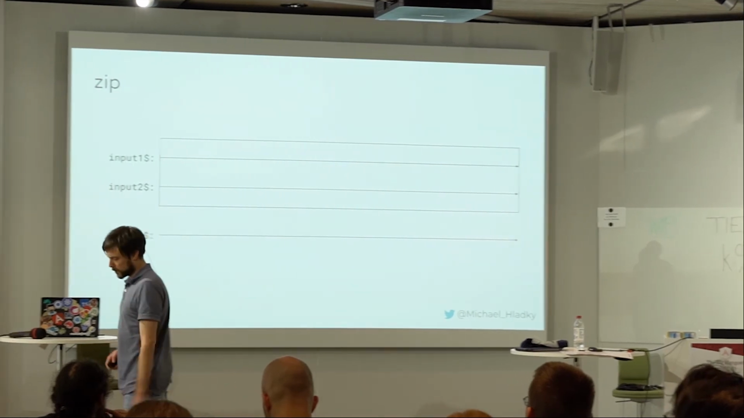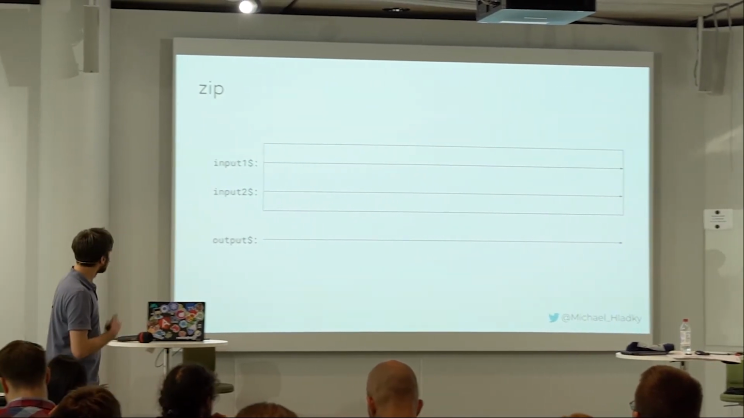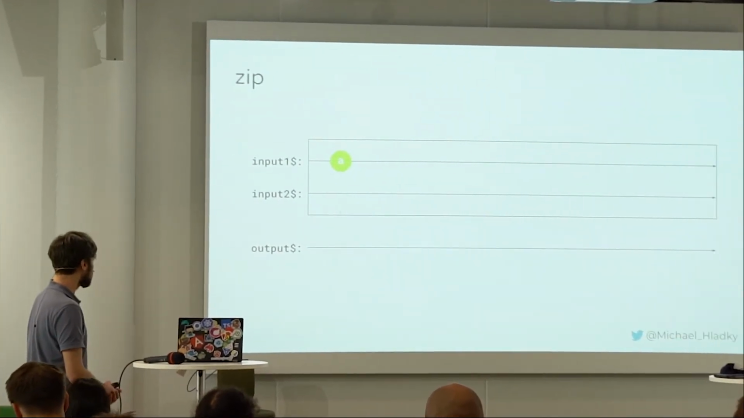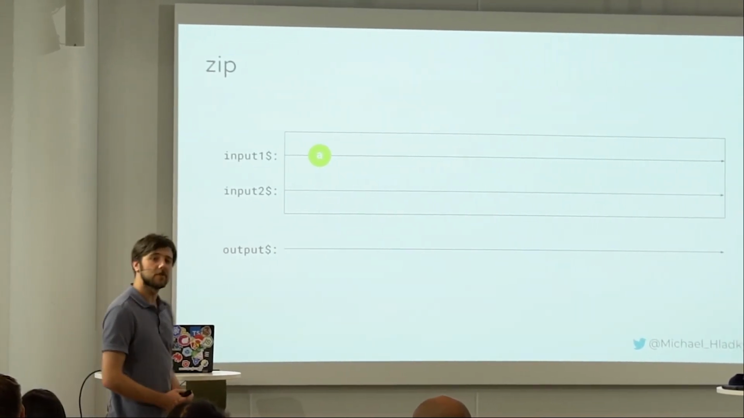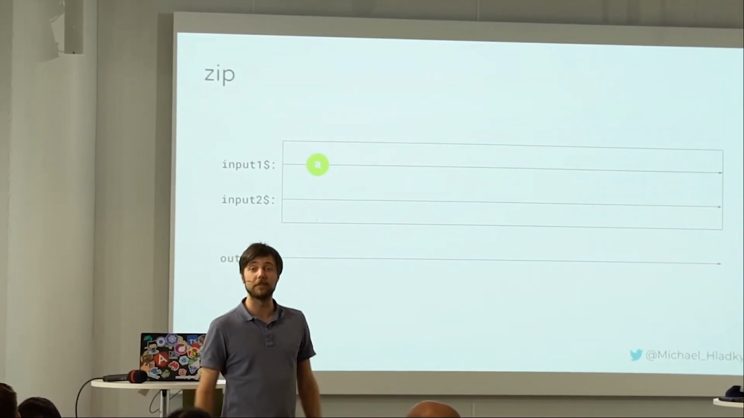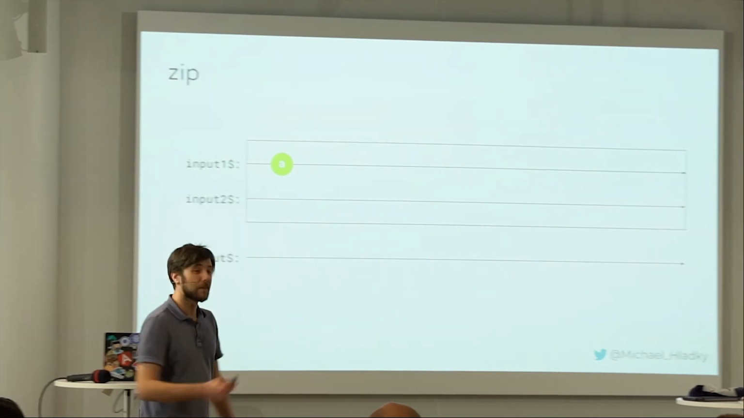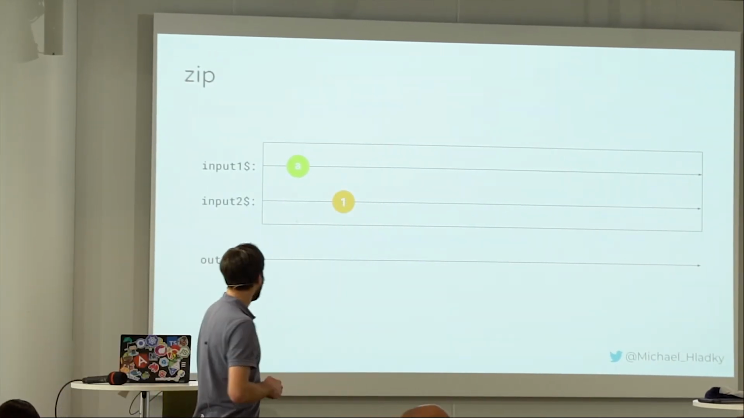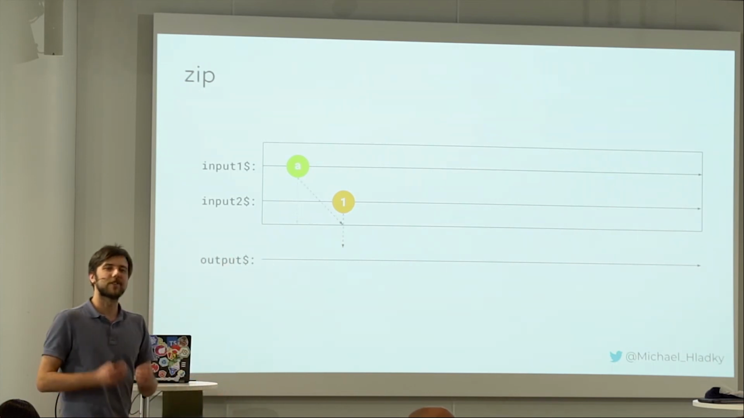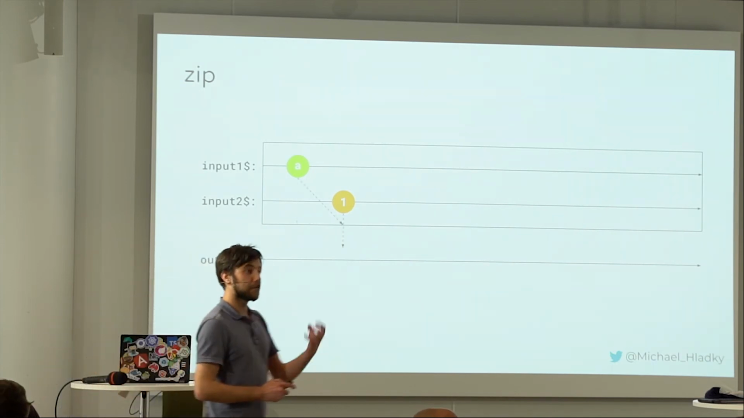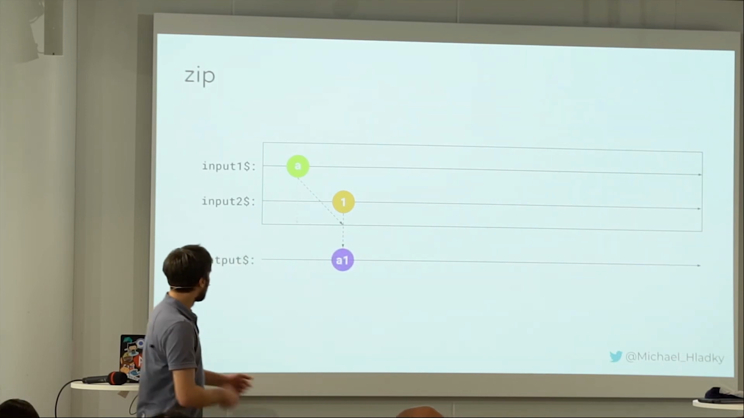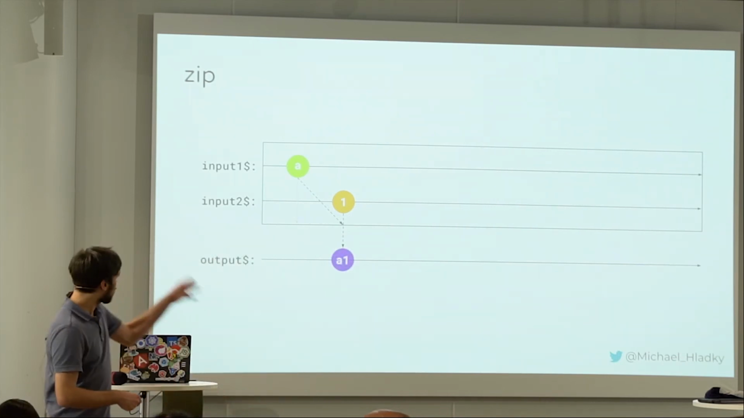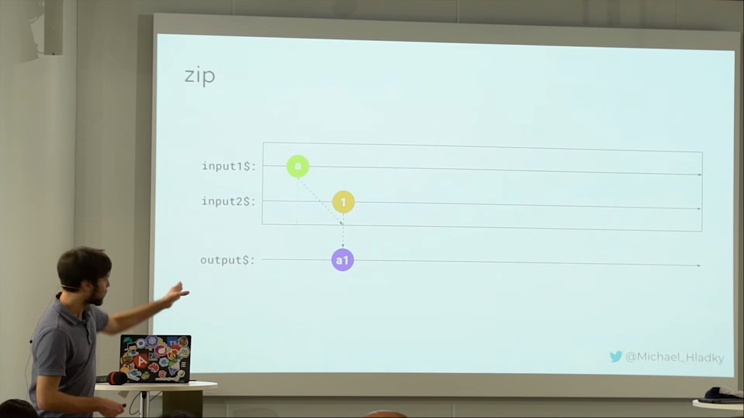So zip is a creation operator. It takes two different observables, and let's start with the first observable. This observable emits a single value, and as you can see, nothing happens. Nothing happens until the second value arrives, and this second value triggers the first emission, which is a pair of the first and the second stream, both of the first values.